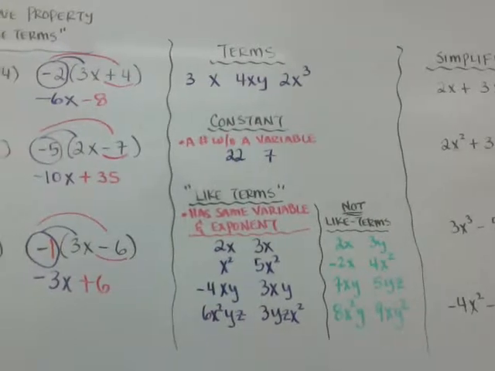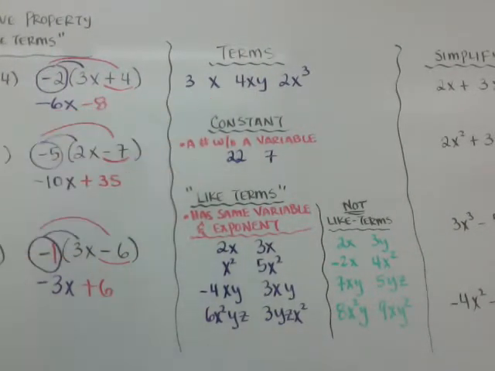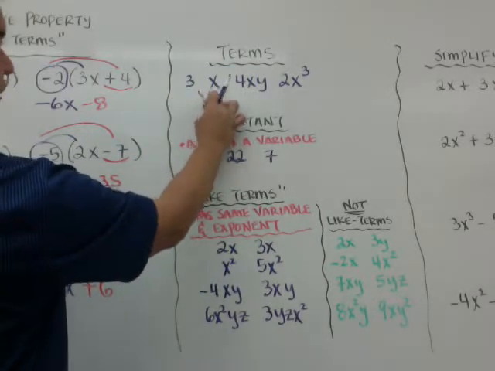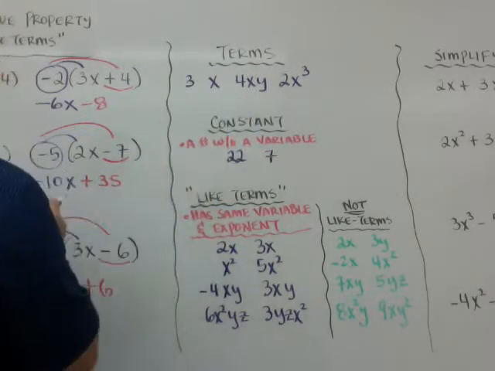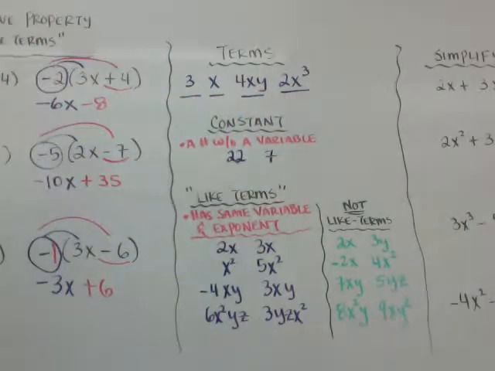Here's another section. So terms. Terms are any numbers or variables separated by multiplying or dividing. If there's a plus sign like this, each one of these is a term. So the negative 2 is a term, the 3x is a term, and the 4 is a term. Okay? So in this case, the 3 is a term, the x is a term, 4xy is one term, and this 2x cubed is also a term.